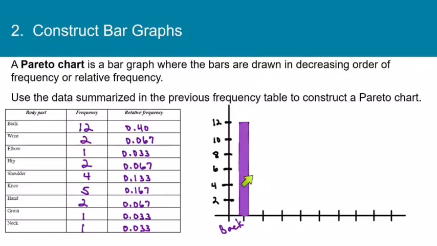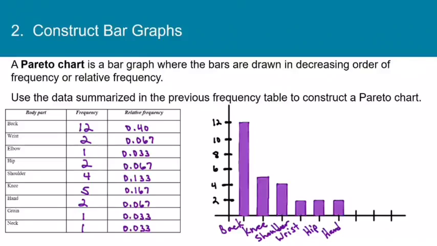And then after that, the next largest category is the knee, and that one's 5 units tall. So I'll draw that rectangle here, and remember to label it. And the next tallest bar is the shoulder, so that's 4 units tall. After that, we have 3 bars that are tied. So the wrist, the hip, and the hand all were 2 units tall. So I'll draw 3 bars that are all 2 units tall, and we'll label those wrist, hip, hand.